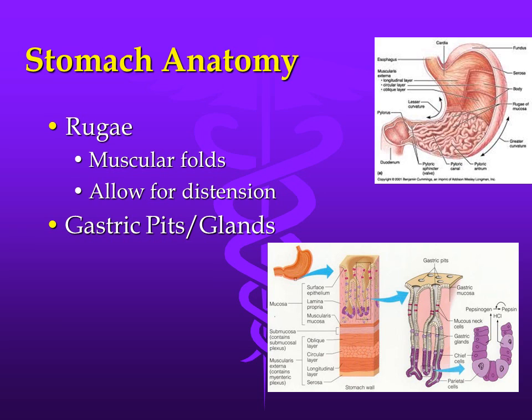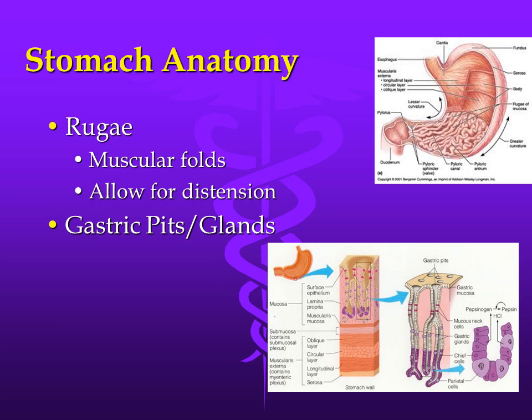The rugae, or folds of the stomach, allow for expansion. As the stomach fills, the rugae gradually smooth out, permitting distension. The mucosal surface of the stomach is comprised of simple columnar epithelium that contains millions of deep channels called gastric pits. The gastric pits are lined with columns of specialized cells called gastric glands.